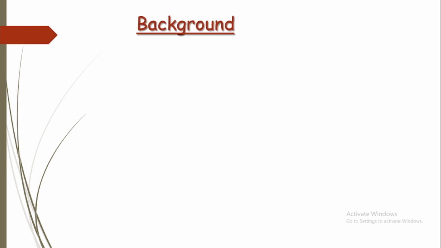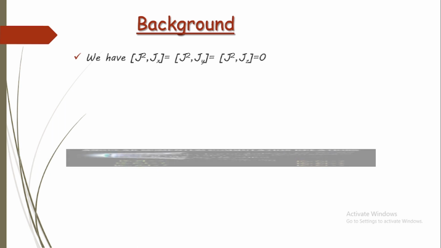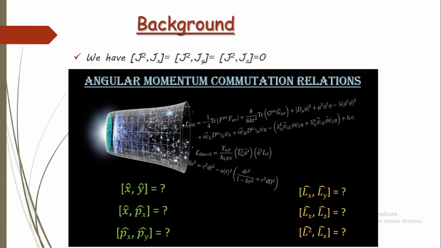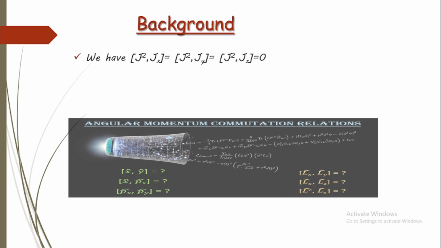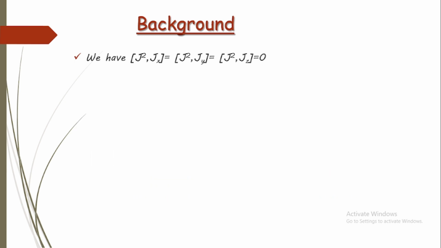For that, we need to know some of the background, what we have actually studied. Under the heading of angular momentum, we have studied the operators corresponding to angular momentum, the commutation relations, etc. And while solving the commutation relations, we came to know that square of angular momentum, that is J square, is going to commute with the components of angular momentum, that is Jx, Jy and Jz. So their commutator equals 0, which means J square is commuting with the components of angular momentum.